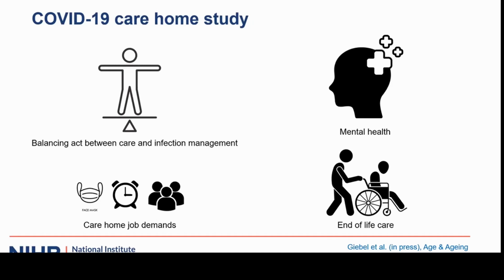Some of the key findings that we've highlighted here are there's been a very, very fine balancing act between providing adequate care and infection management by care home staff, which was characterized by a clear lack of guidance and communication from the government to individual care homes. But also there was a lack of communication between care homes and family carers, which led to a lot of negative feelings between those groups.